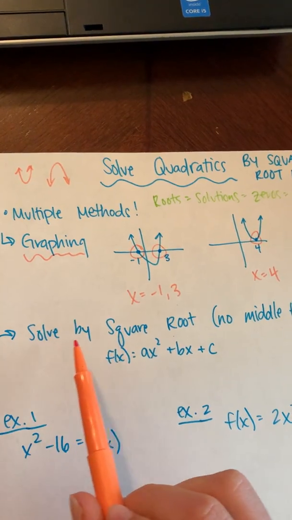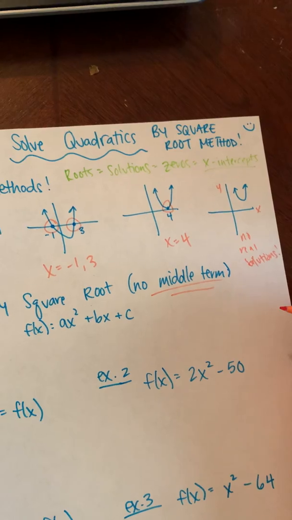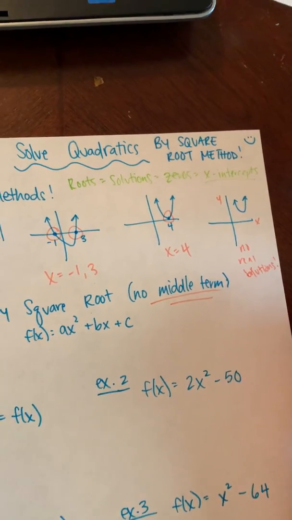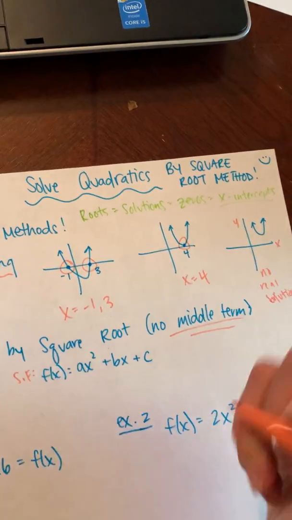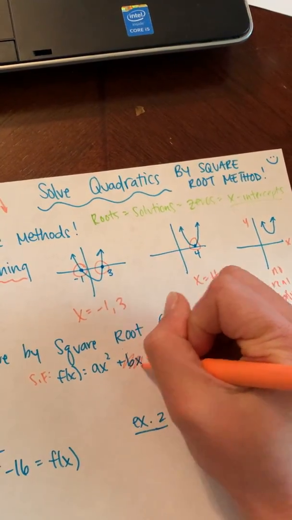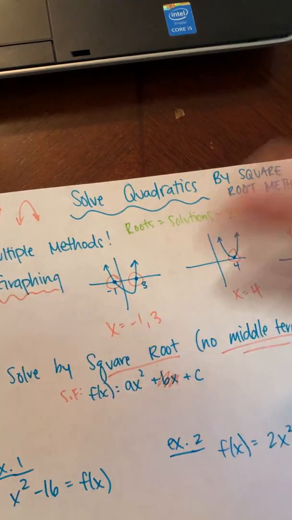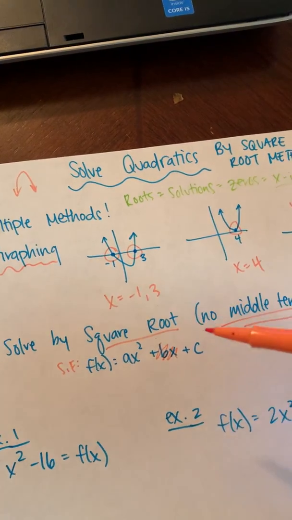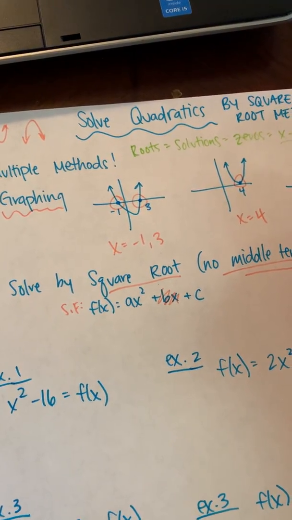Now let me show you something else, solve by the square root. This is when there's no middle term. What do I mean by the middle term or the linear term? Remember how this is standard form of a quadratic? Remember? Ax squared plus bx plus c. If there is no middle term, you can use the square root method every time. So it's really interesting. It's just this unique case that I wanted to show you because it's pretty cool.